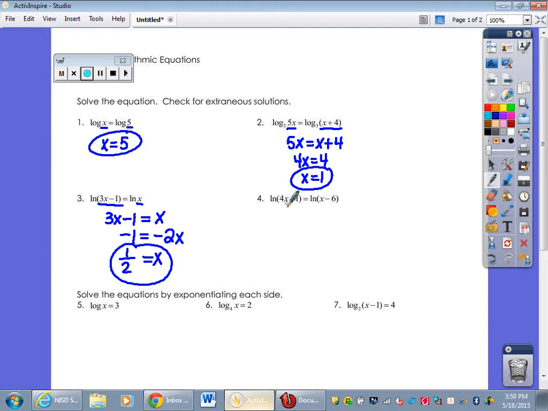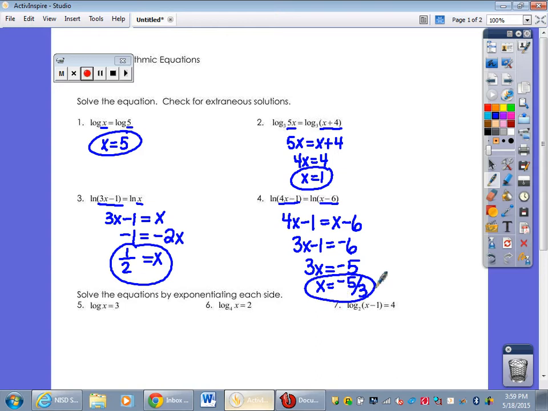And the natural log of a half would be equal to the natural log of a half. On the next one, you have the two arguments that are equal to each other. So 4x minus 1 is equal to x minus 6. Move the x over, we have 3x minus 1 equals negative 6. You add the 1, and you have negative 5. So x is equal to negative 5/3.